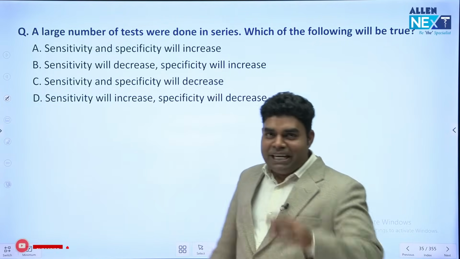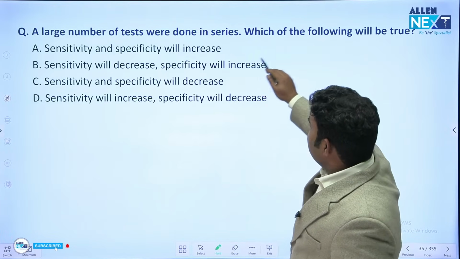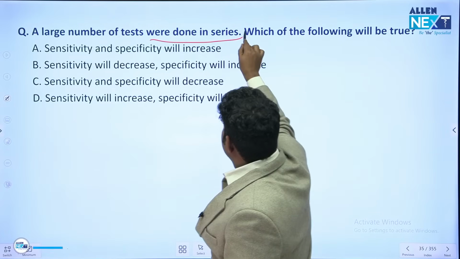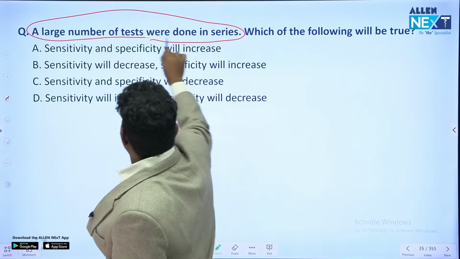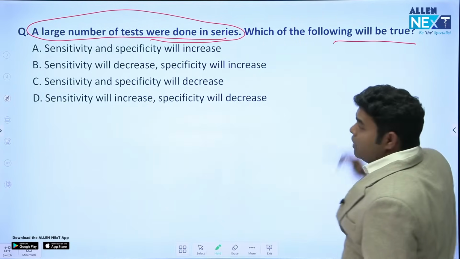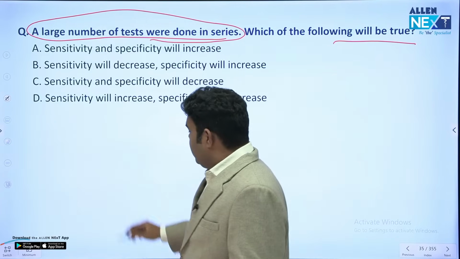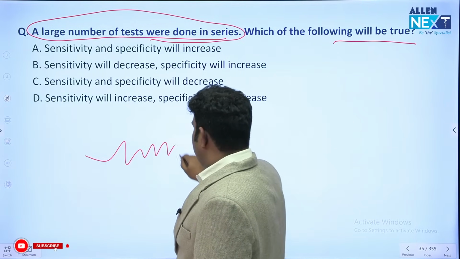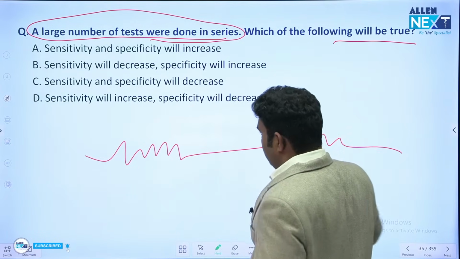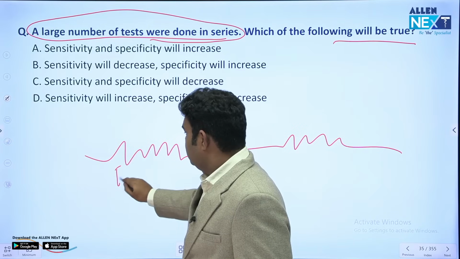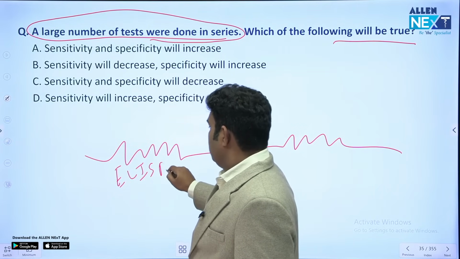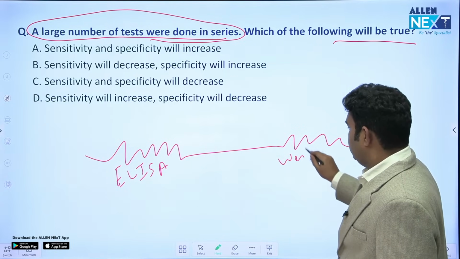कम हियर, कम बैक. सी, a large number of tests were done in series. So if you are doing test in series, which will be true? That they ask. टेस्ट इन सीरीज का एक बड़ा अच्छा एग्जांपल है HIV. पहले करते हैं इलाइजा, फिर करते हैं वेस्टर्न ब्लॉट.